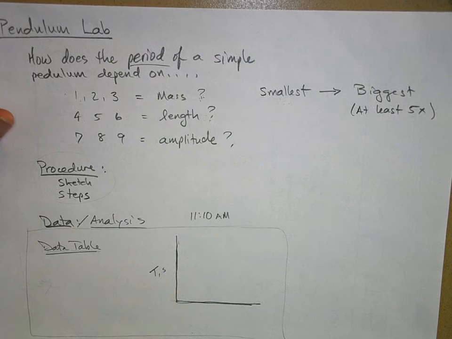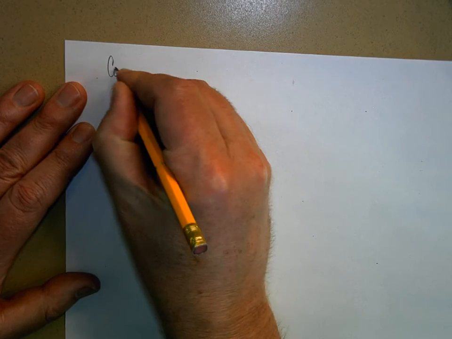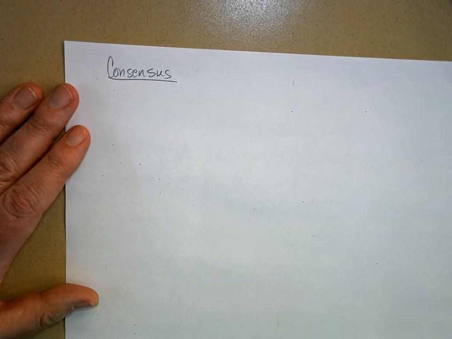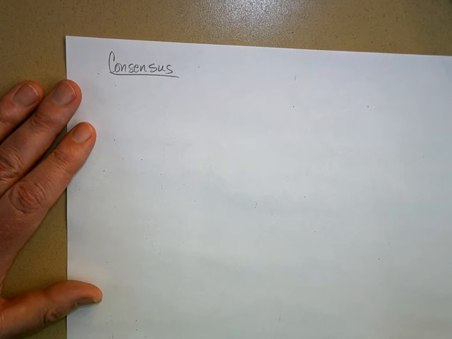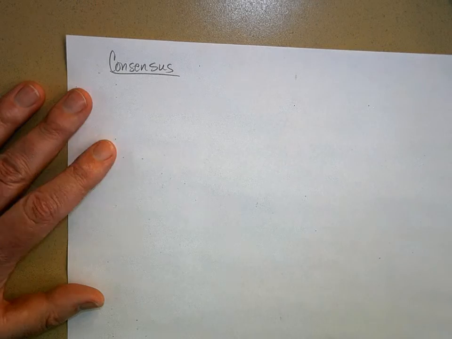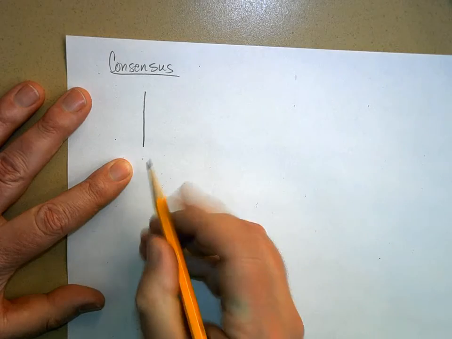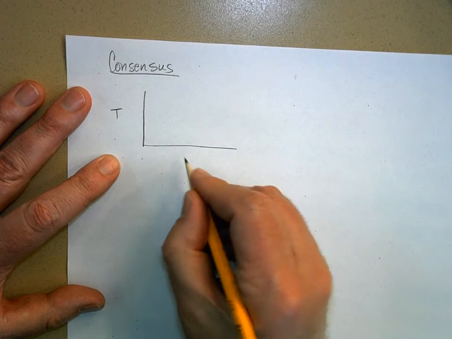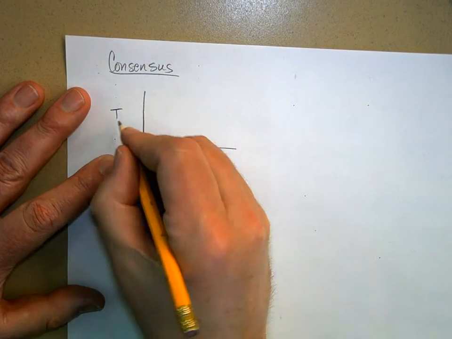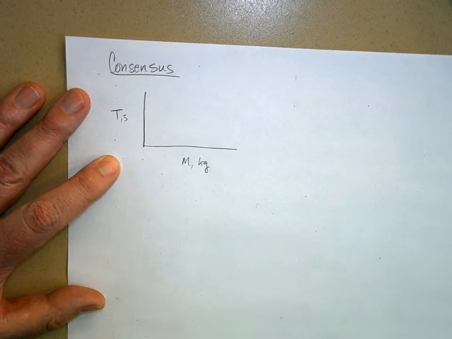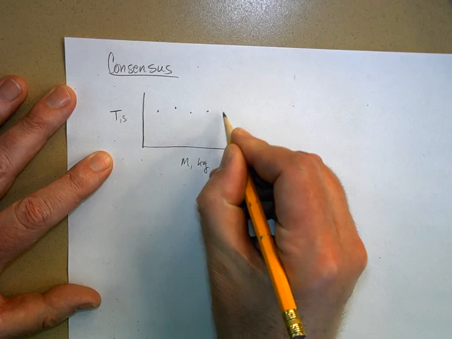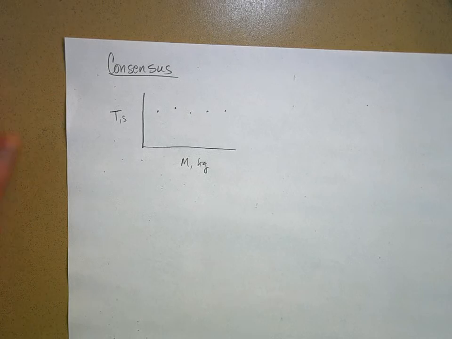And what I'm going to do right now is the consensus. And I'm going to have to go through this, unfortunately, faster than I normally would. So if you graphed the period as a function of the mass, this might be in seconds, this is in kilograms, you might have gotten something like this. Okay. And I think some of you did.